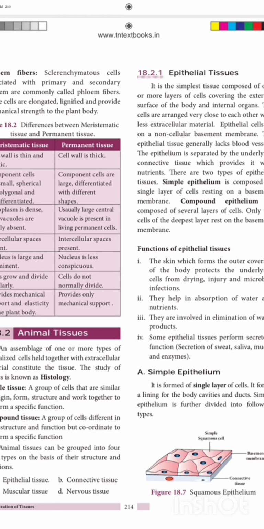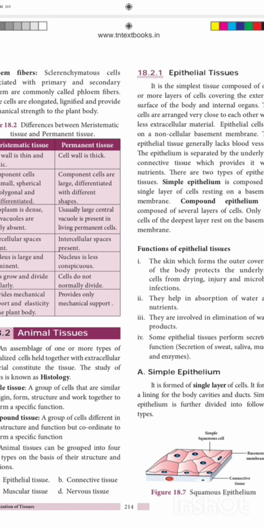Tissues can be divided as simple tissue and compound tissue. What are simple tissues? A group of cells that are similar in origin, form, structure and work together to perform a specific function are known as simple tissues. A group of cells different in their structure and function but coordinate to perform a specific function are known as compound tissues. Animal tissues can be grouped into 4 basic types on the basis of their structure and functions, namely epithelial tissue, connective tissue, muscular tissue and nervous tissue. In this video, we are going to see all the 4 types detailing.